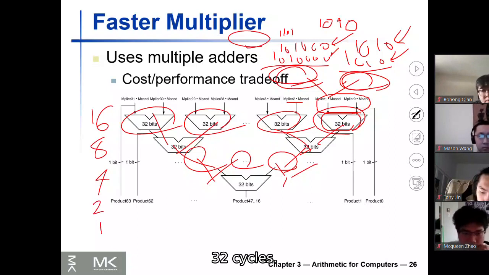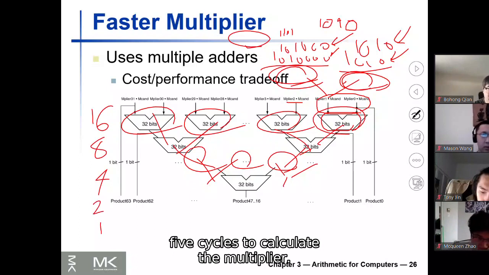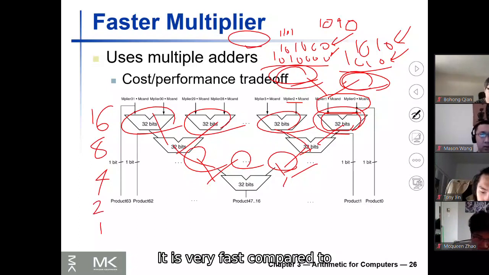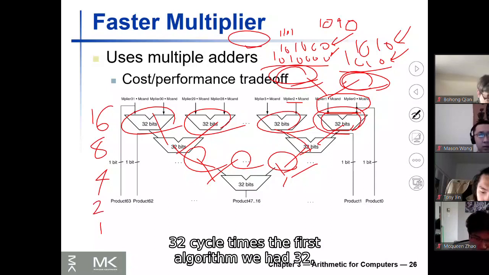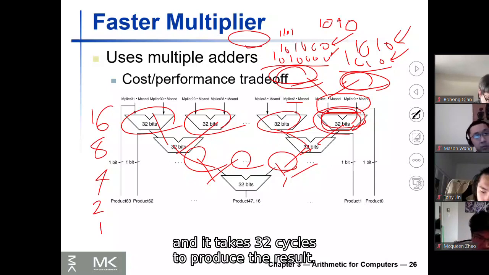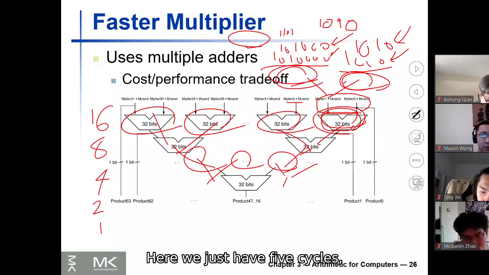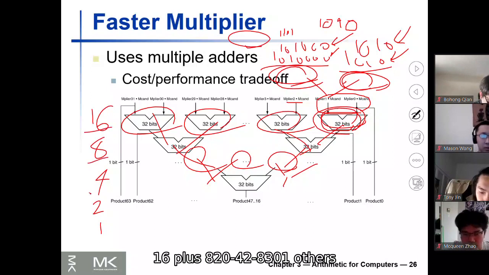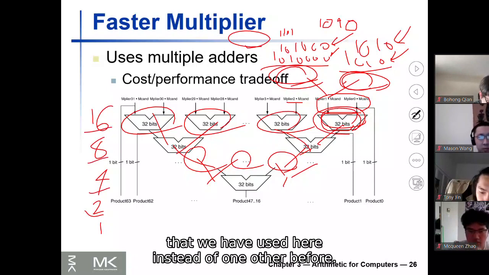Instead of 32 cycles, we are just using 5 cycles to calculate the multiplication. So it is very fast compared to the 32 cycle times that we use. In the first algorithm, we just had 32 adds, and it takes 32 cycles to produce the result. Here, we just have 5 cycles, but so many adders we have used. We have used 16 plus 8, 24, 28, 30, 31 adders instead of 1 adder.